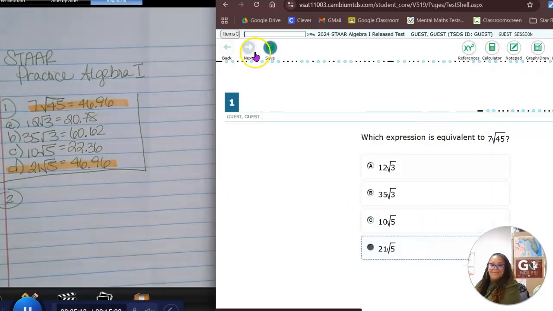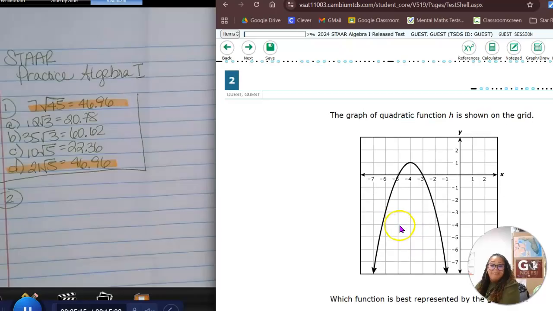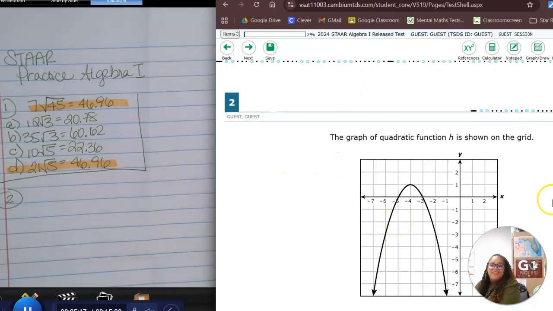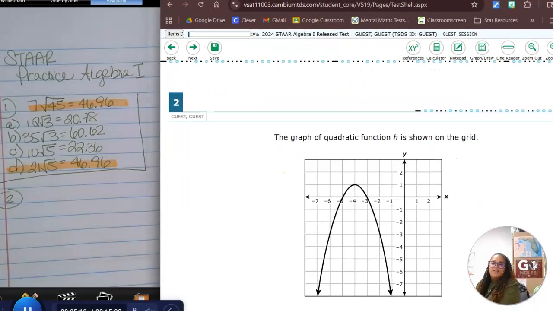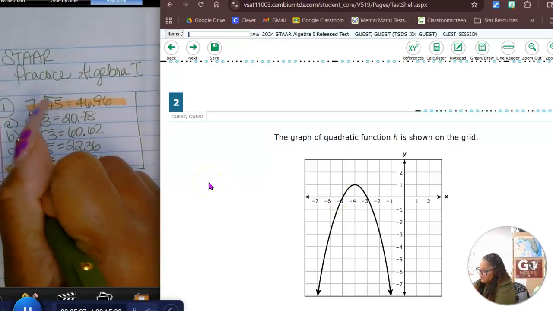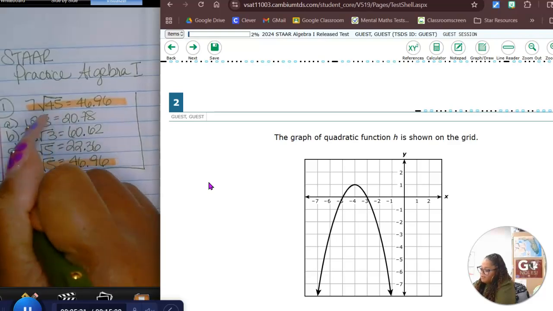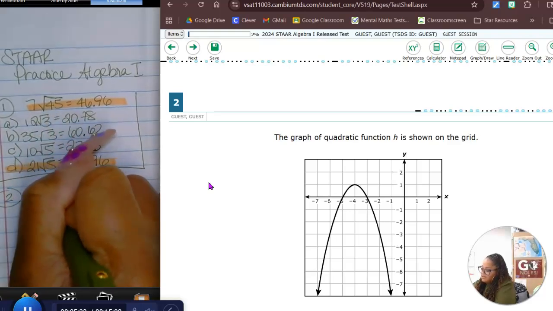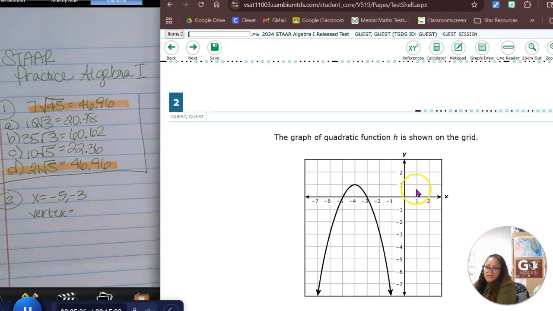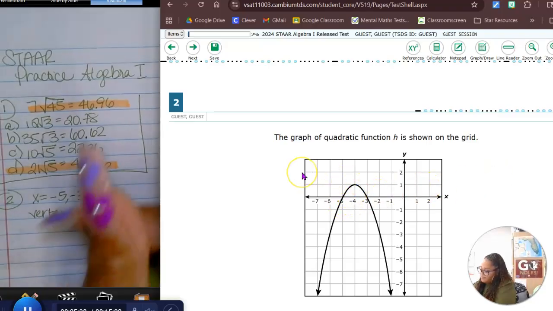Choose my answer. Oh, I guess I am giving the answers. Huh. Okay, and then the graph of the quadratic function h is shown on the grid. So I'm going to look here and I'm going to notice that my zeros are -5, -3. So x equals -5, -3. My vertex is -4, 1.